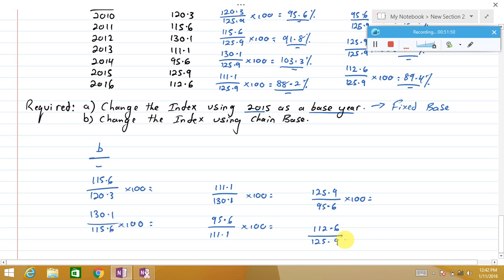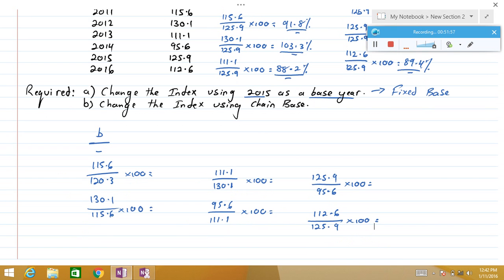So remember, 2010 no value here, dash, because we don't have the previous year. Then you calculate the rest. Current year divide previous year. Current year divide previous year.